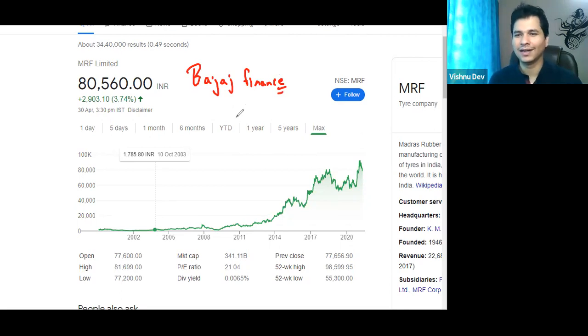Suppose I bought 50 shares of Bajaj Finance, and the price of one share is 2,500 rupees. Okay, now let us see about Bajaj Finance. I have been saying that this is a very good company because of the fundamental analysis. Let us see the past performance and the future performance. So I had actually bought these 50 shares at 2,500 rupees.